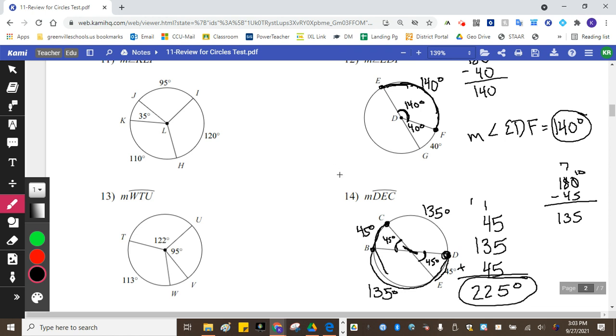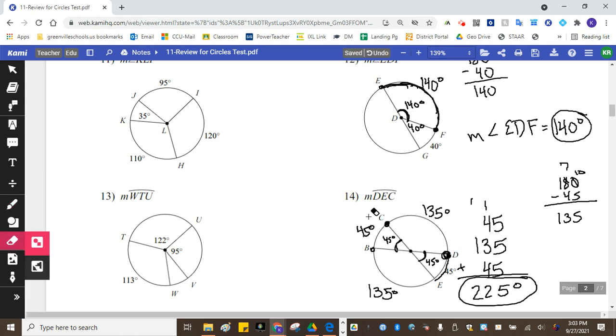All right. So if this is 45, BD is your diameter, so you know that has to equal 180. So if this is 45, 180 minus 45 gives you 135. If this is 45, a vertical angle is equal, so this is also 45. And then you added them together: 45 plus 135 plus 45 gave me 225.